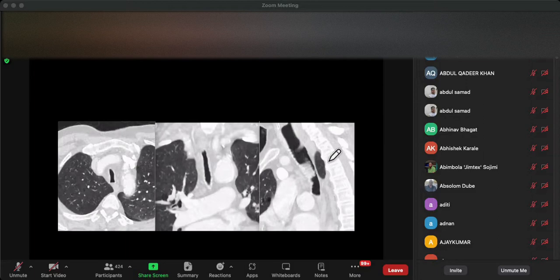Okay. What do we call this trachea? Yeah, saber sheath trachea associated with COPD. Yeah, well done. So it just has a very thin coronal dimension. Okay. Saber sheath trachea associated with COPD.